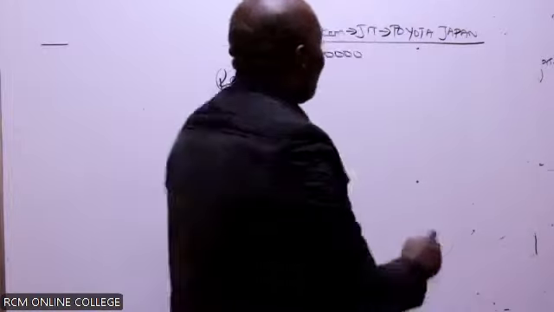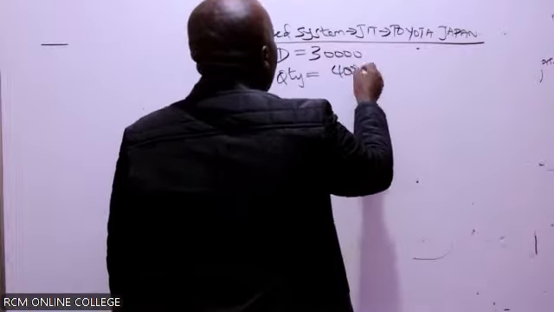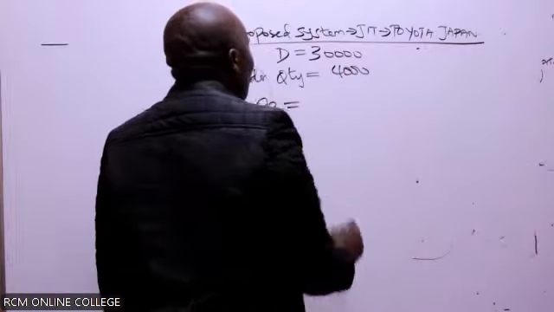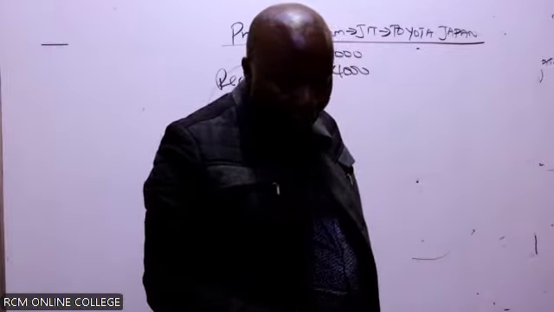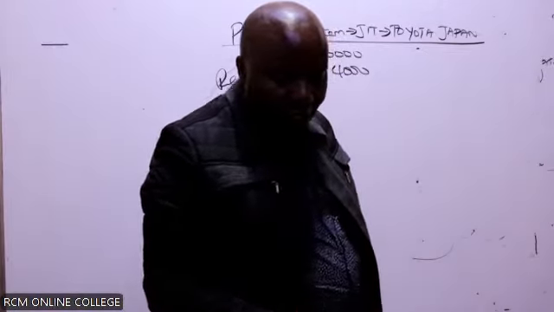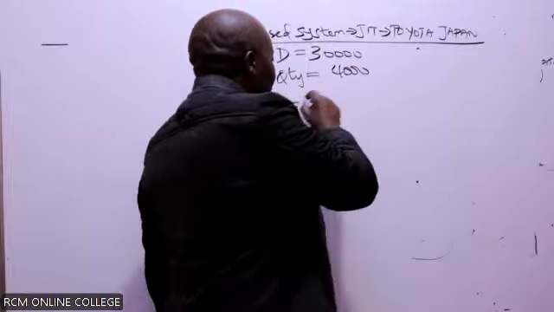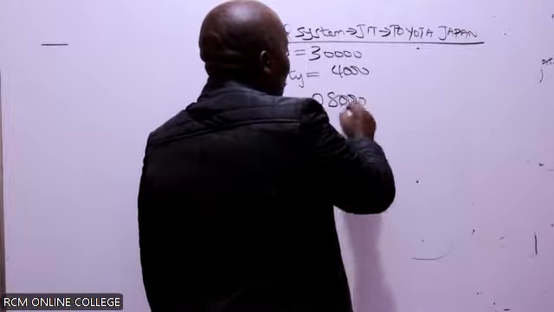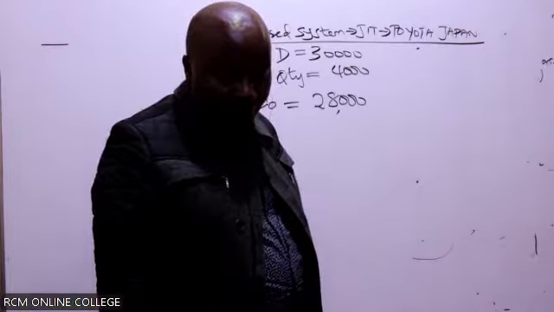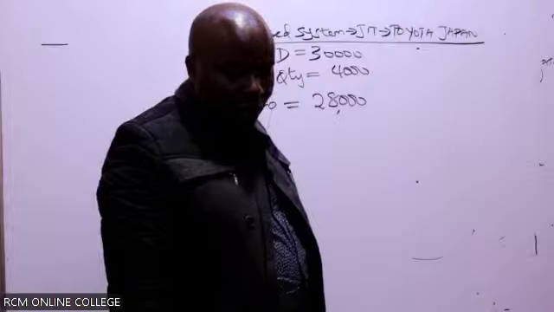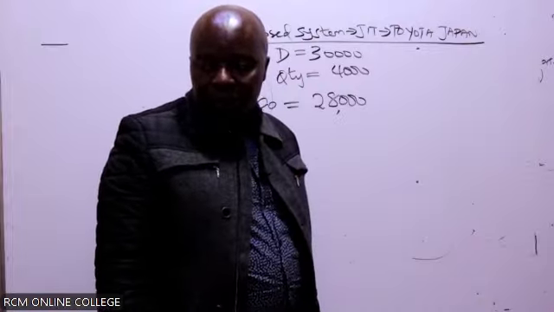4,000. And then in this case here, the cost of ordering will be 28,000. Under the proposed system, the cost of ordering is 28,000. Are you able to see that cost of ordering, 28,000?